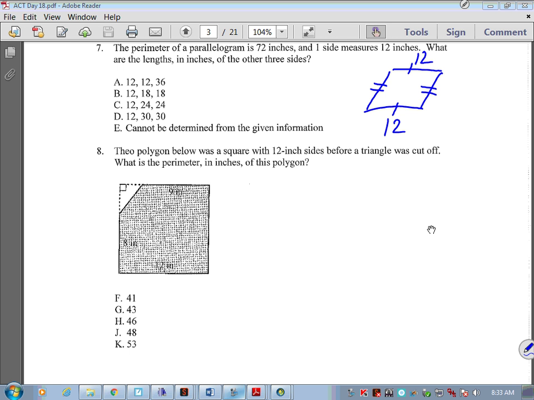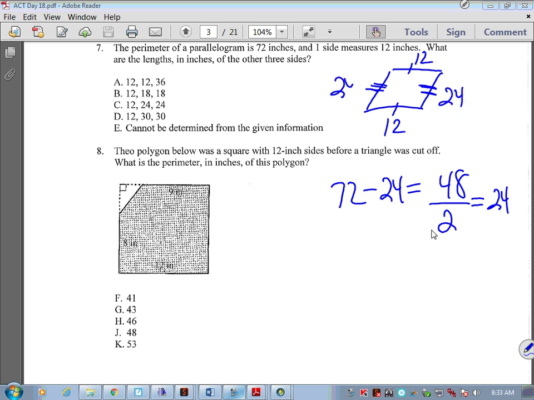If I know that the total perimeter is 72, what I'm going to do is take 72 minus 24. Right? Somebody tell me what that is real quick. 48. And because these two sides are congruent, they have to share that 48. So we need to take 48 and divide by 2. We're going to get 24. So the other three sides are 12, 24, and 24.